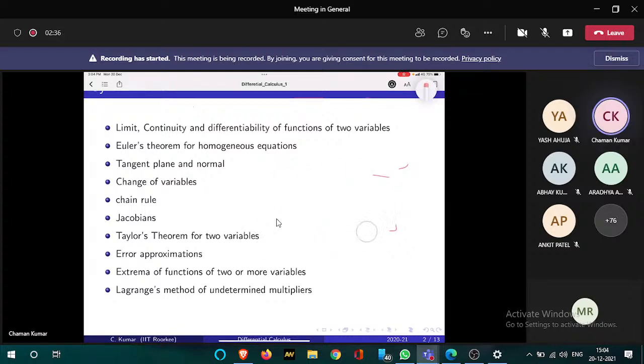So these are the topics we are going to see. First one is limit, continuity, differentiability. Then we'll see Euler's theorem and some discussion on tangent and normal plane. Then change of variable. The change of variable will be used in integral calculus also.